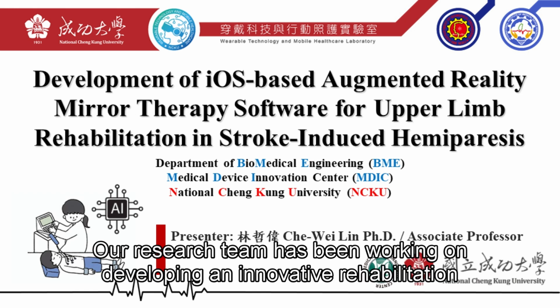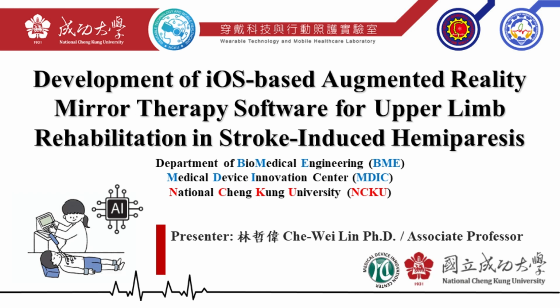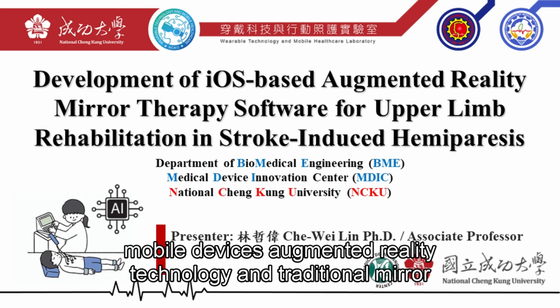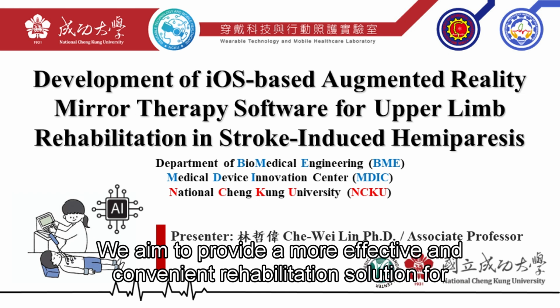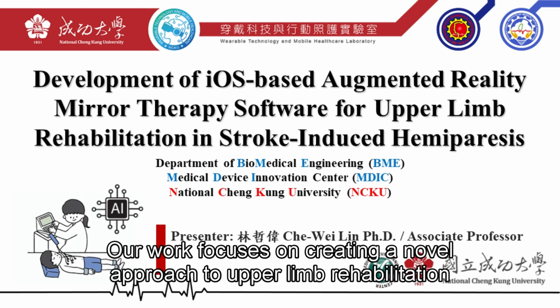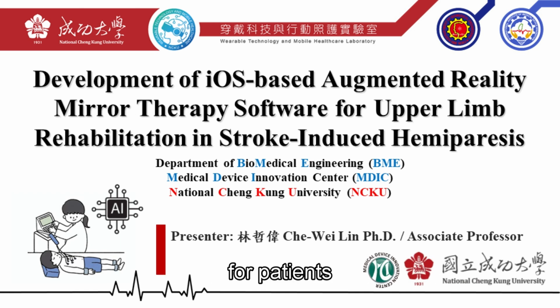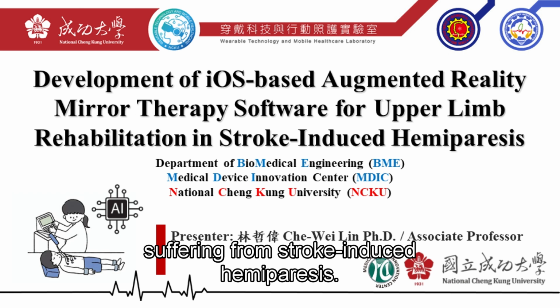Our research team has been working on developing an innovative rehabilitation system that combines mobile devices, augmented reality technology, and traditional mirror therapy methods. We aim to provide a more effective and convenient rehabilitation solution for stroke patients. Our work focuses on creating a novel approach to upper limb rehabilitation for patients suffering from stroke-induced hemiparesis.